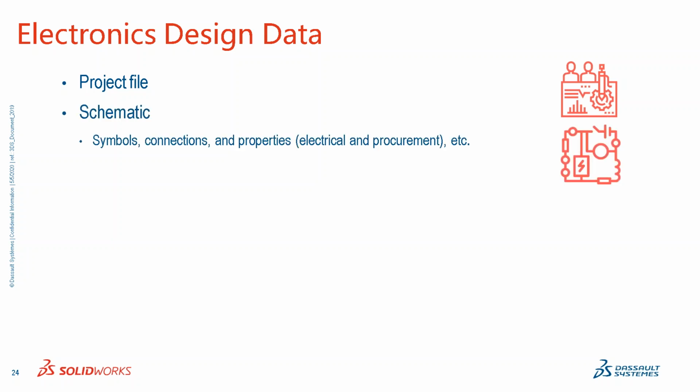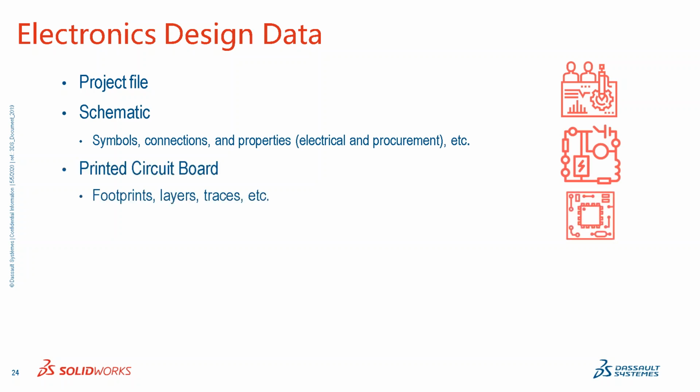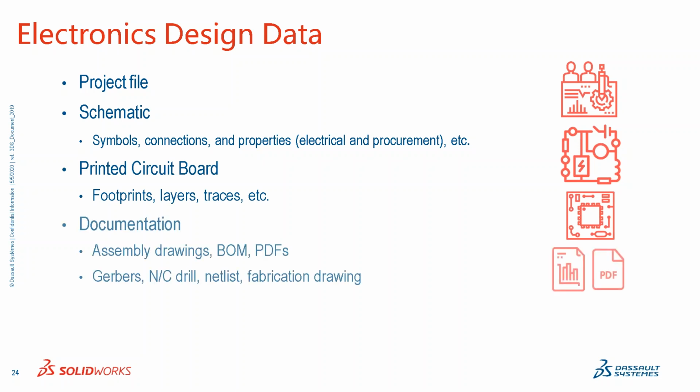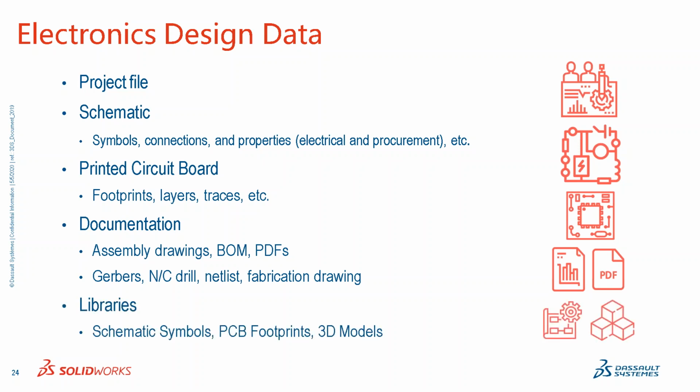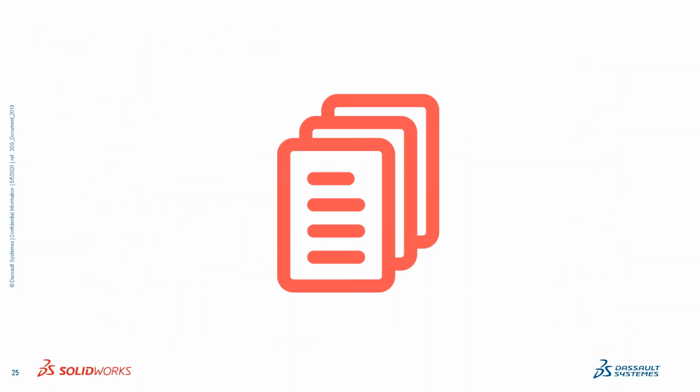We manage our schematics, which internally contain symbols, connections, and properties. We manage the actual PCB board with the footprints, the layers, the traces. We have documentation that we're going to create, our assemblies, manufacturing, fabrication drawings, bill of materials, all of our outputs such as Gerbers, net list, etc. And then we're going to have libraries. And so all of this constitutes electrical design data. But really, what is this? All of this in the end is just a pile of files.